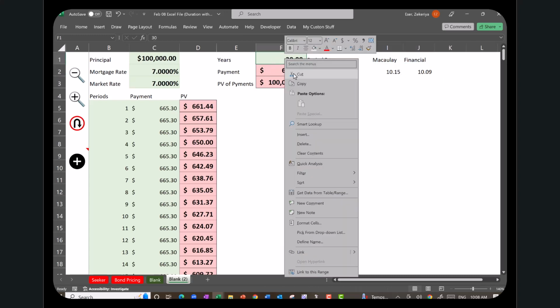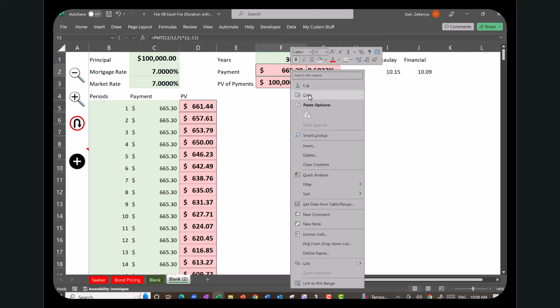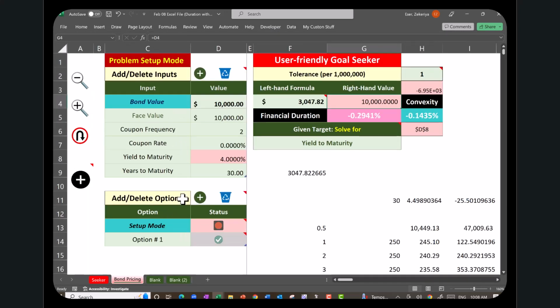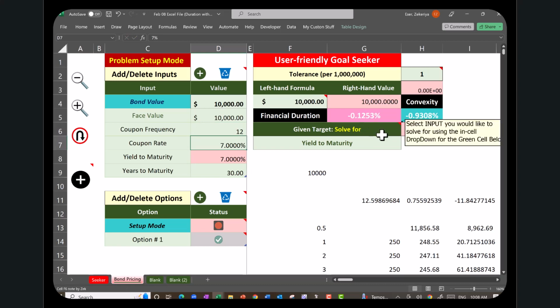So it has a financial duration of 9. A 30-year bond with a yield to maturity of 7 and coupon rate of 7, and let's make it 12 just to make it the same, has about 12 and a half years worth of financial duration. Or 12, or a bit higher.